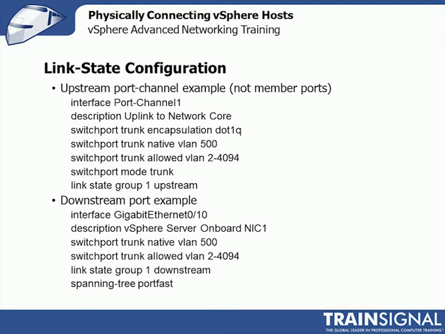First is the upstream port channel example, not the member ports in the port channel, just the port channel itself. So it's pretty standard: interface port channel, description, trunking, native VLAN, all that. But we just add link state group one upstream. To any downstream ports, the ones that go into the vSphere host, we add link state group one downstream, and it matches these together. So we may have 20 ports like this, and maybe a single port channel like this. If I lose all member ports of the port channel, and therefore the port channel interface goes down, it'll pass that down to these, and these will be shut down as well. So it's a really simple configuration, and a really great idea to do, given what your network topology looks like.